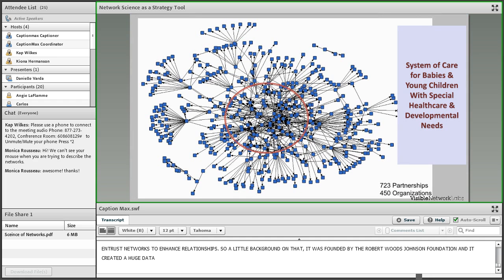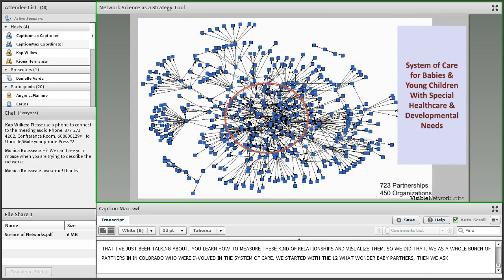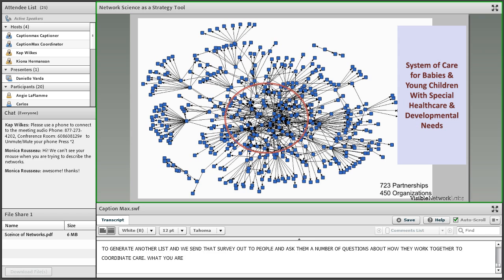Just a little background on that. It was funded by the Robert Wood Johnson Foundation for 7 years and used in over 4,000 communities, and it created a huge data set of people who have agreed to put their data in there, which is allowing us to learn a lot more about networks. It does the kind of thing I've just been talking about, how to measure these kinds of relationships and visualize them. So we did that. We asked a whole bunch of partners in Colorado who were involved in the system of care. Well, we started with the 12 Wonder Babies partners.